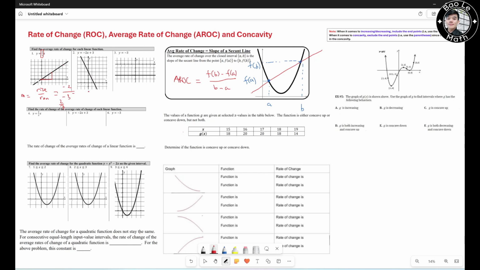Now we do the same process. We will get the average rate of change for this one should be negative 2, and this one should be 0. For horizontal lines, the slope is 0. Don't forget the Christmas tree trick. This one's slope is positive. This one's slope is negative. The horizontal line slope is 0. And the vertical line slope is undefined.